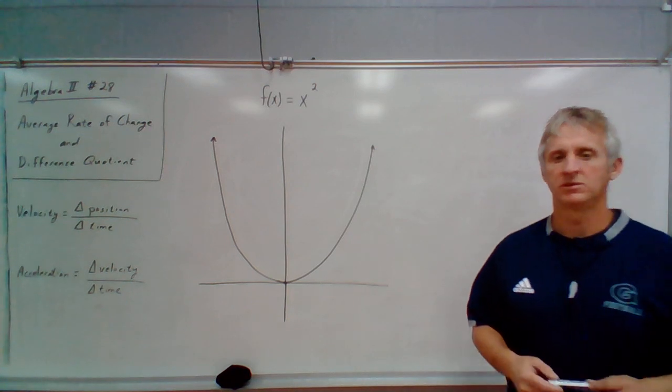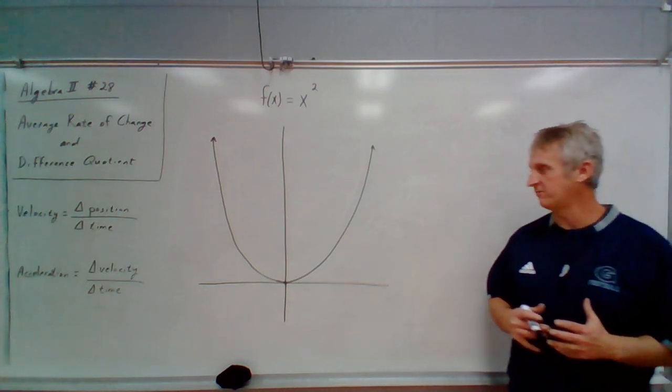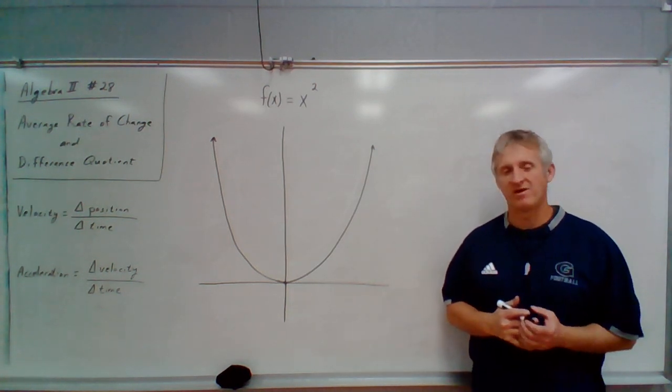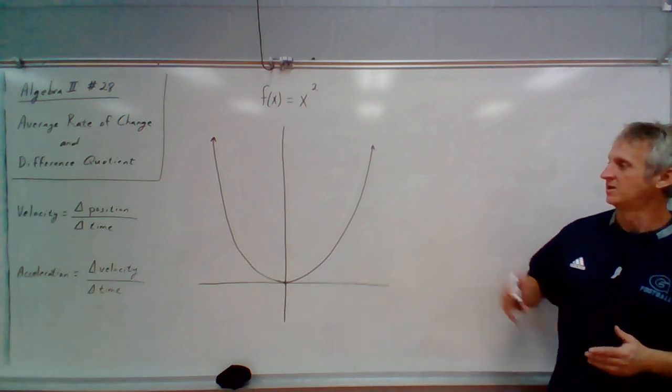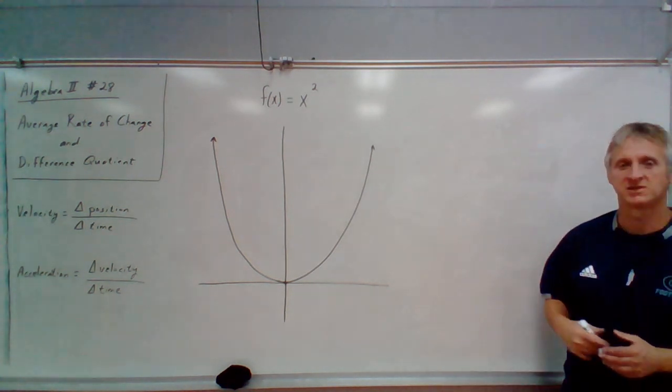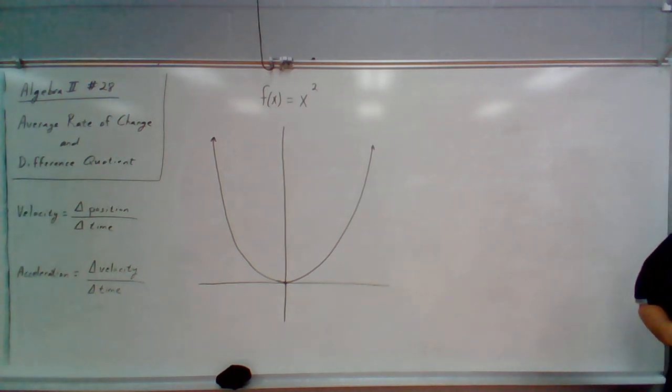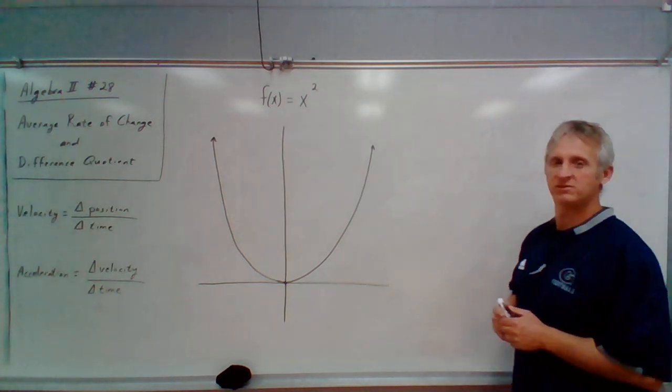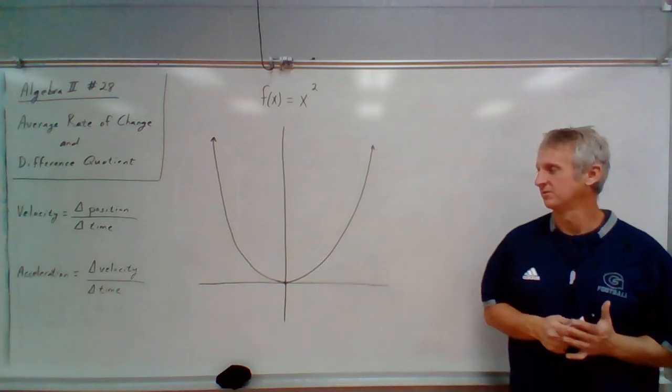All right, so you guys know how to find the slope of lines. Today we're going to talk about finding the slope of a curve. So here I have a basic parabola, f of x equals x squared, centered at the vertex at the origin. I want to find the slope of this parabola.